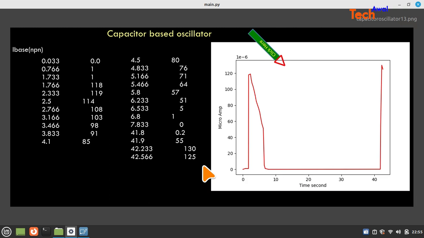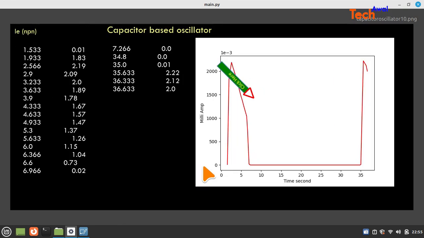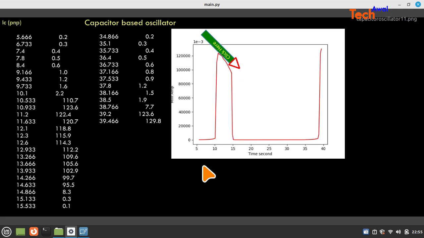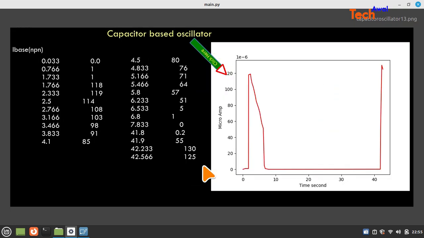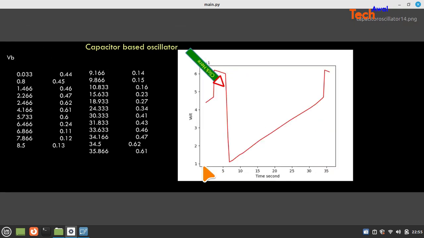Can we see this anomaly? Now the capacitor is discharging, IB is decreasing. When the capacitor is discharging, IE is decreasing. When the capacitor is discharging, IC is decreasing. While the capacitor is discharging, VB is not decreasing. It is at 0.62, 0.61 and 0.6, so it is like a flat. The capacitor is discharging all the while, but VB is not discharging.